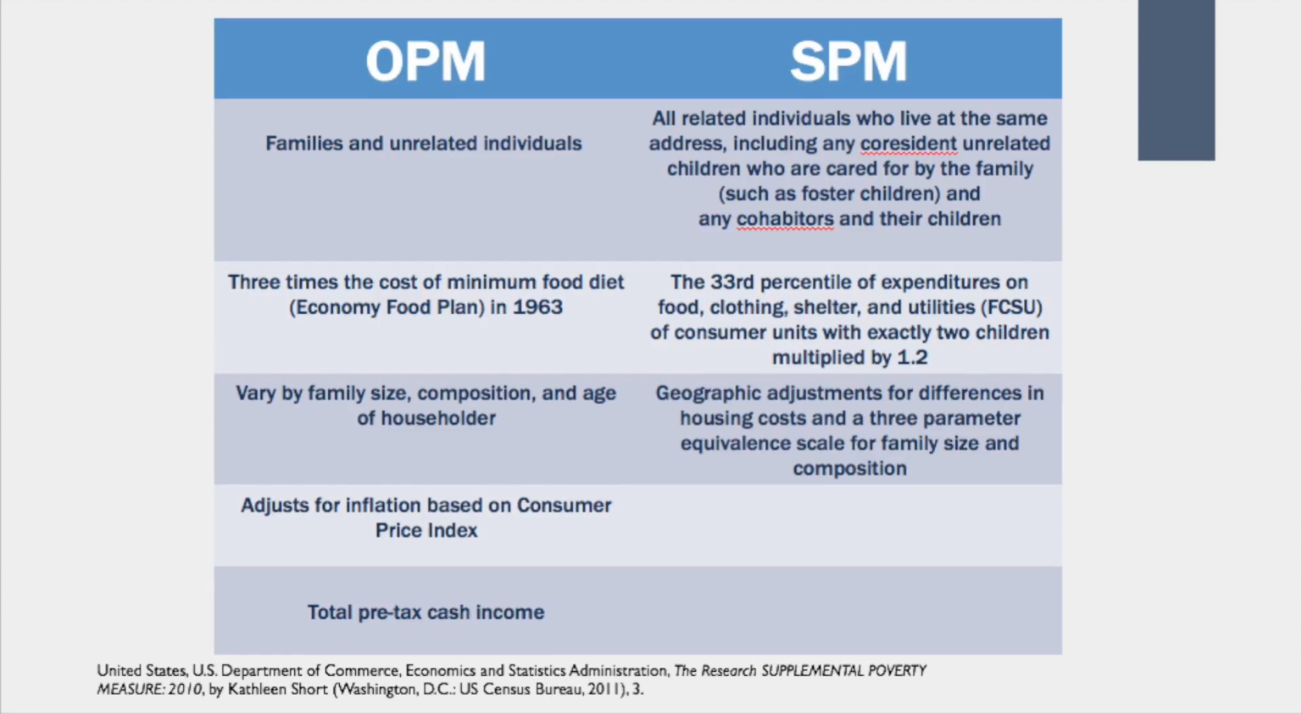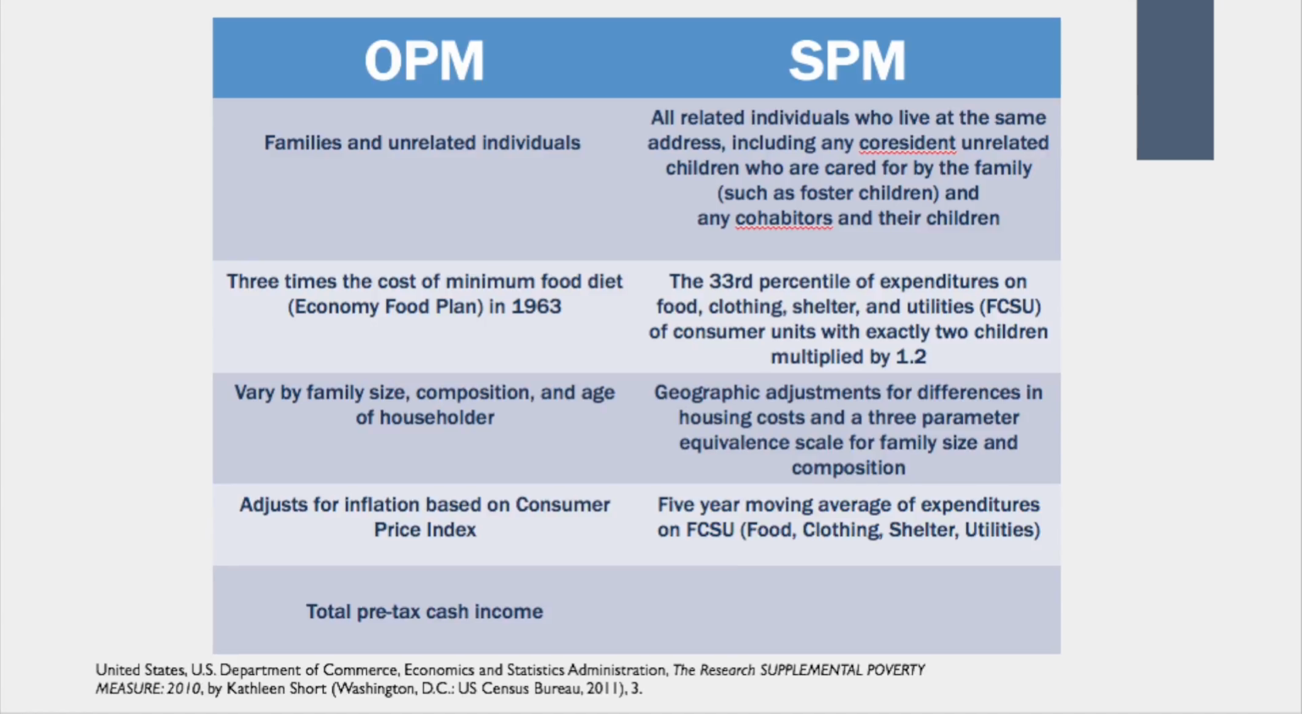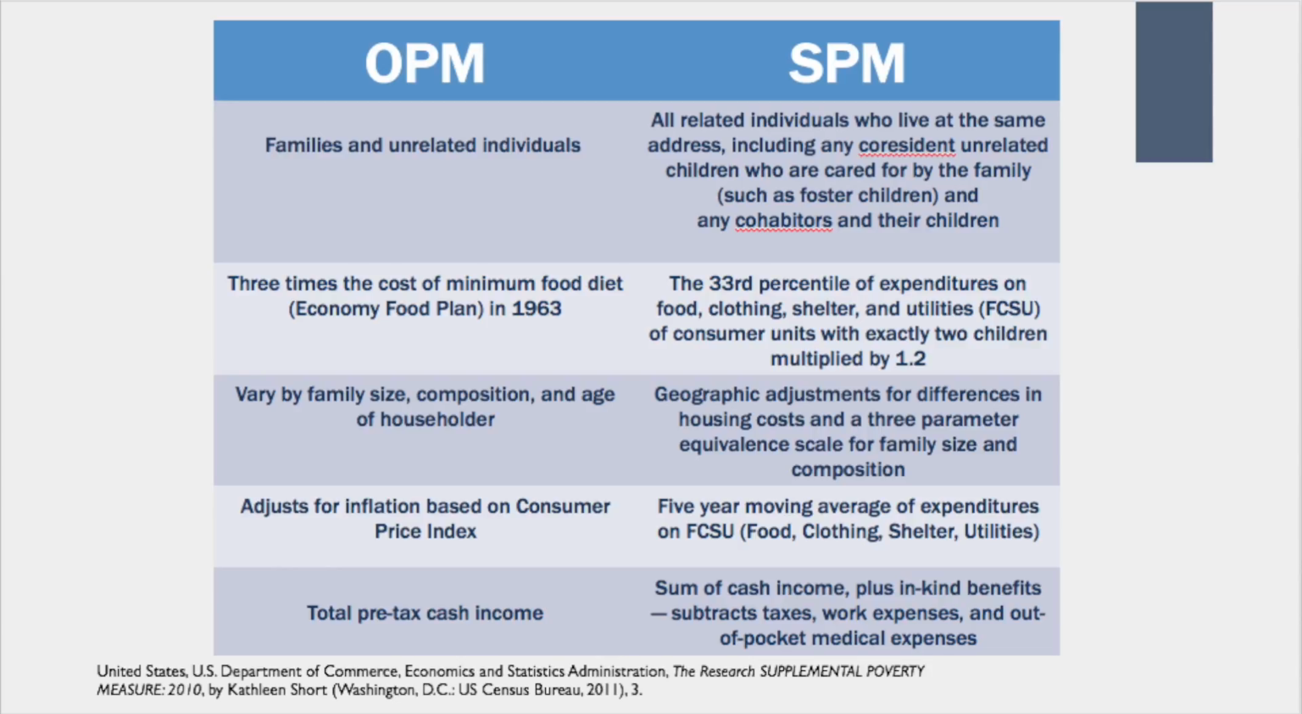The threshold is adjusted based on geography, family size, and composition. It is updated based on 5-year moving averages of expenditures for food, clothing, shelter, and utilities of consumer units. The most important aspect of the SPM is that it calculates in-kind benefits. The SPM adds SNAP, National School Lunch Program, housing subsidies, low-income home energy assistance, and supplemental nutrition program for women, infants, and children in the income calculation. The SPM subtracts taxes, or EITC, expenses related to work, child care expenses, medical out-of-pocket expenses, and child care paid. These adjustments are key due to the fact that they give greater insight into people's capabilities.